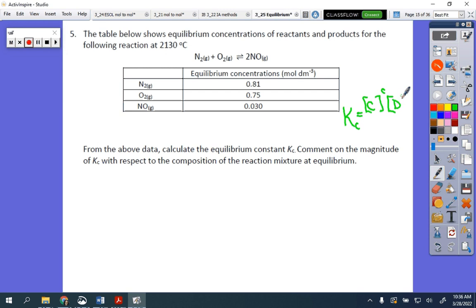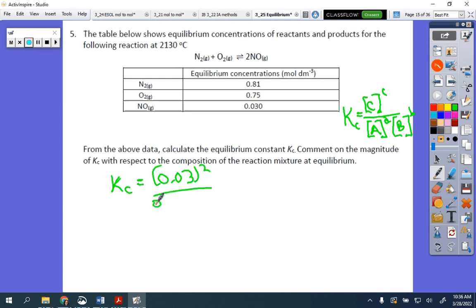If we have more than one product, this time we only have one, over the reactants. So it looks like everyone had this set up correctly, so we had 0.03 squared over 0.81 times 0.75, and that gave us something like 1.48 times, or 49, whatever, times 10 to the negative third.